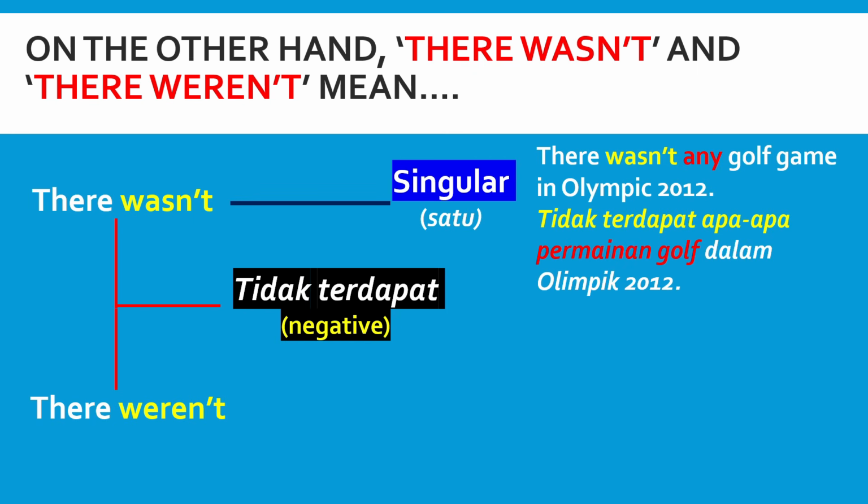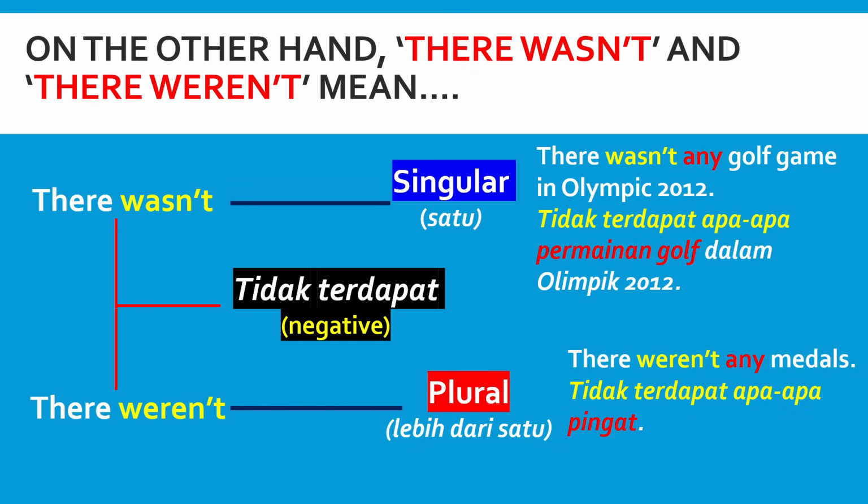For there weren't, it is used for plural objects. Example of sentence: there weren't any medals. Can you see the s at the back of the medal? It's in plural form. Therefore, we have to write there weren't any medals. Generally, when we want to use there wasn't and there weren't in negative sentences, most of the time we would always use any. But not all sentences use there wasn't and there weren't with any. It depends, and I shall discuss this further in the following slides after this.